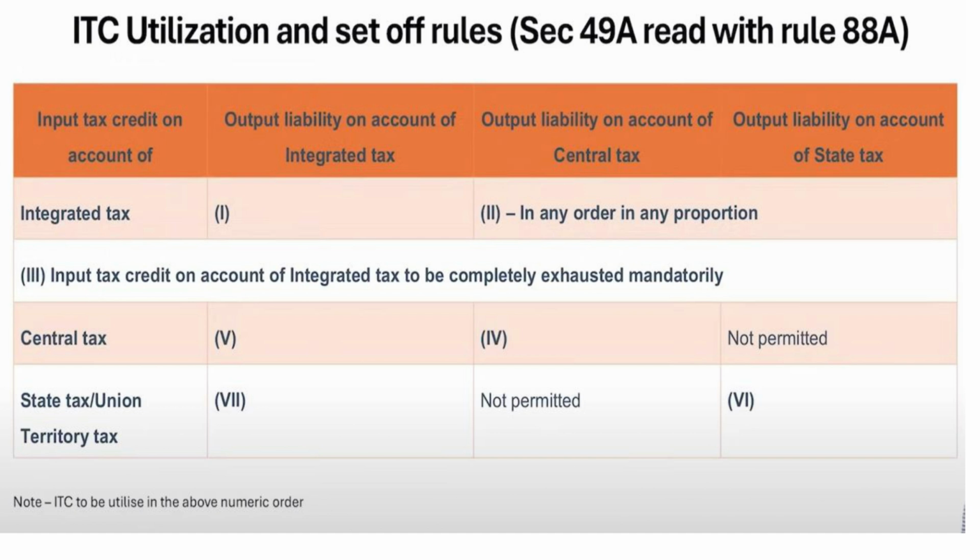I have used it against IGST output tax liability and against CGST, SGST output tax liability in any proportion. Fine. So remaining ITC in any order as I've told you, and IGST ITC to be completely exhausted. Now CGST. CGST first against CGST.